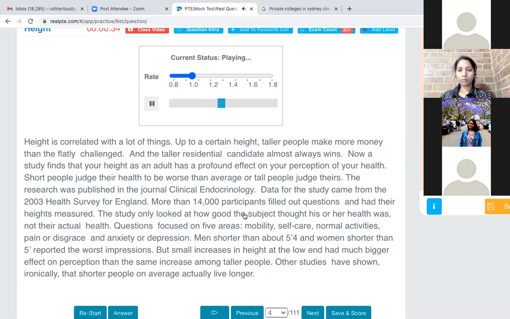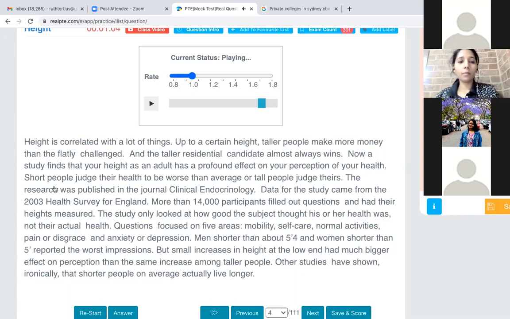The study only looked at how good the subject thought his or her health was, not their actual health. Questions focused on five areas: mobility, self-care, normal activities, pain or discomfort, and anxiety or depression. Men shorter than about 5'4" and women shorter than 5 feet reported the worst impressions, but small increases in height at the low end had much bigger effects on perception than the same increases among taller people. Other studies have shown, ironically, that shorter people on average actually live longer.